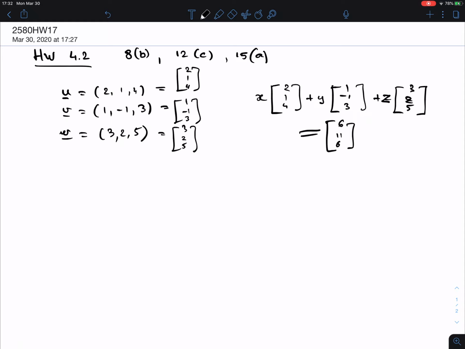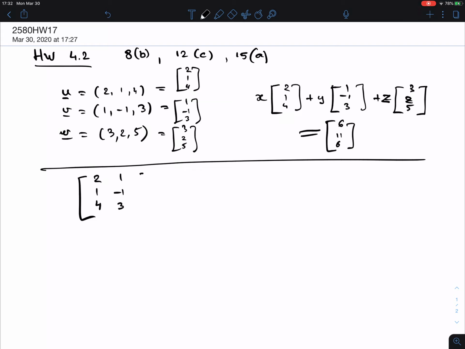You can write it out as a system of equations, but it's kind of useless work, because what is the coefficient matrix? The matrix of the system is exactly these columns, 2, 1, 4, 1, minus 1, 3, 3, 2, 5. These are the three vectors here, right? And the question now is, is 6, 11, 6 in the span? In other words, is the system solvable? The way that we do this is by putting this into an augmented matrix and then row reduce and see where we get.